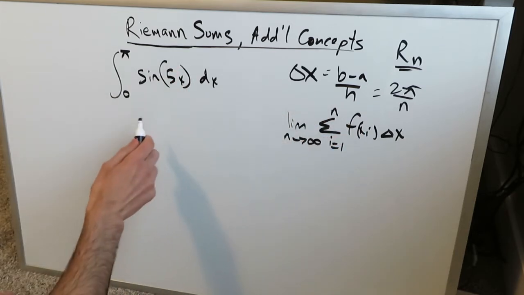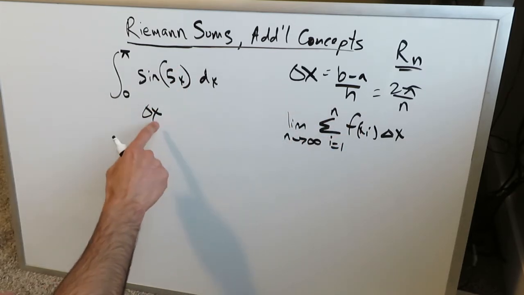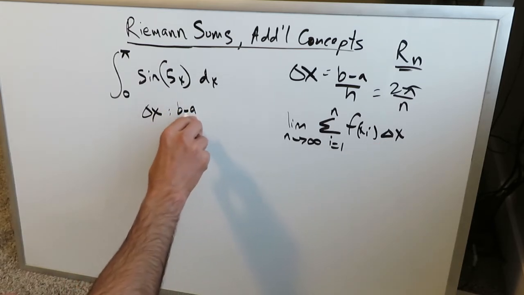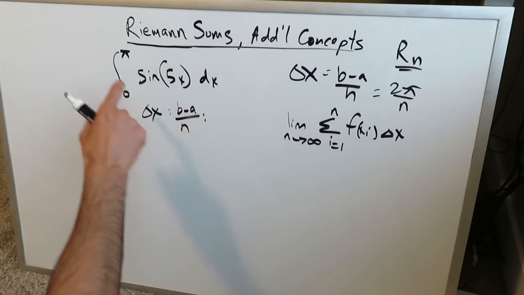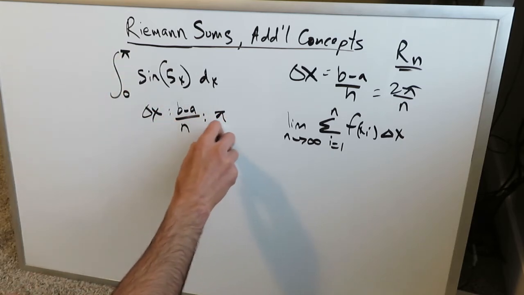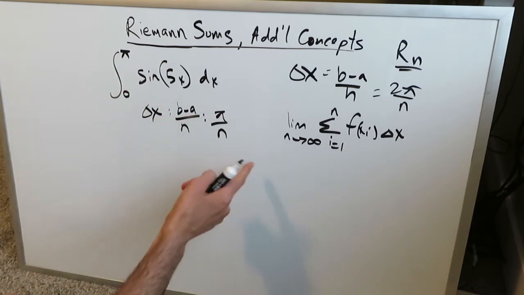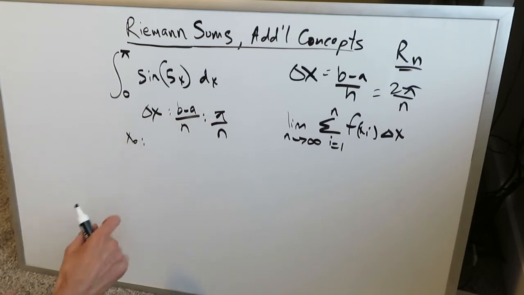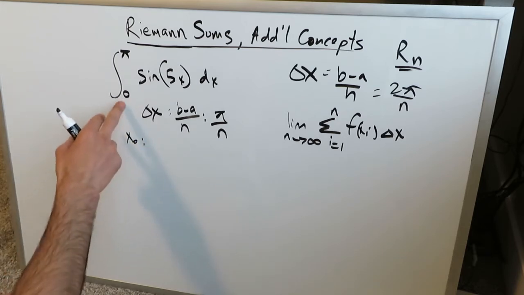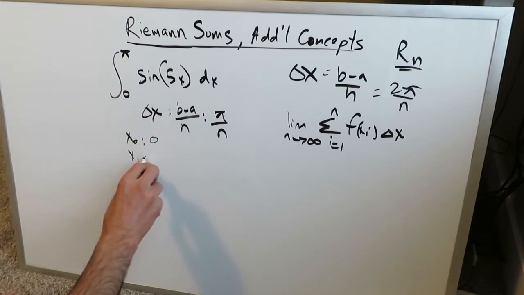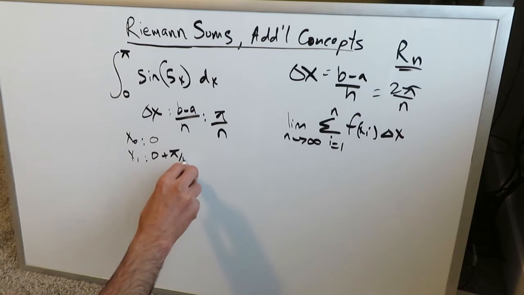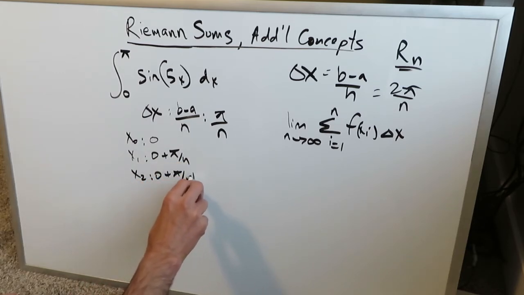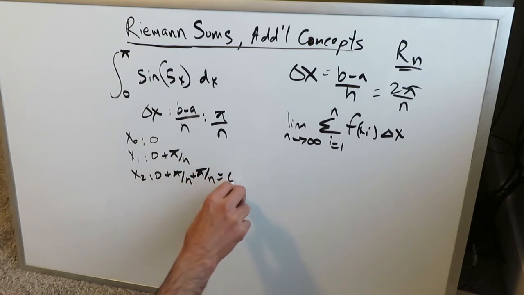You start by calculating the interval width, which is delta x, which is always b minus a over n, and here b minus a is pi minus 0, which is just pi over n. You don't know what n is, so your interval width is pi over n. The very first value of your interval would be just 0. The next value would be 0 plus pi over n units away, and the next would be 0 plus pi over n plus another pi over n, or you can just say 0 plus 2 pi over n units away.